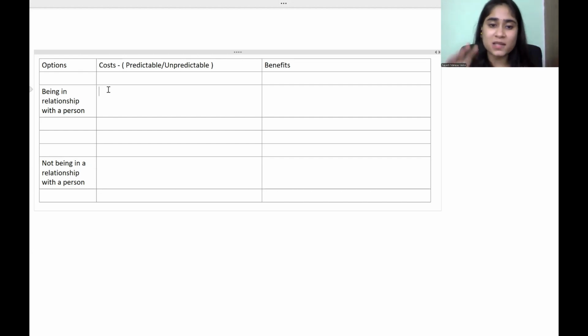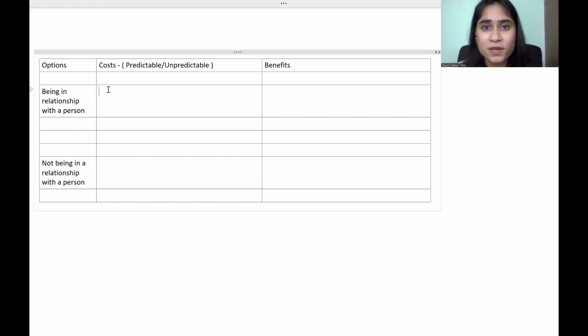Every option has a cost, which means every decision has a cost. You're supposed to pay the cost, and for the cost, you will have the benefits. And the costs are 2 types: predictable costs and unpredictable costs. So, repeat after me. For any decision, cost is inevitable. For the cost you pay, you get the benefits, right? And the costs are 2 types. What are the 2 types? Repeat after me. Predictable cost and unpredictable costs.